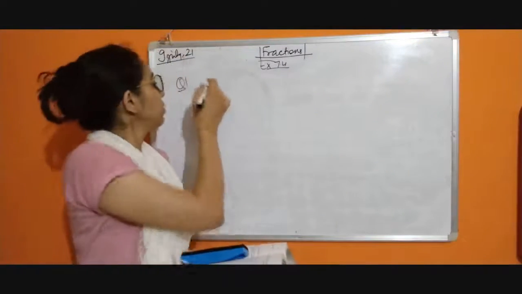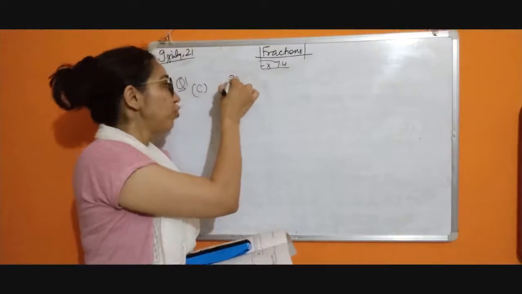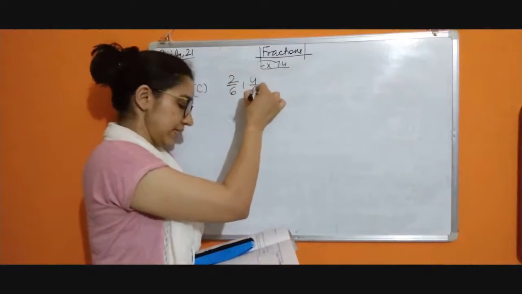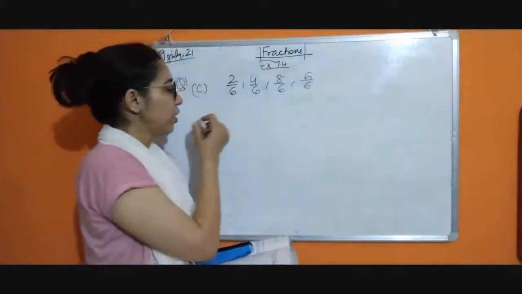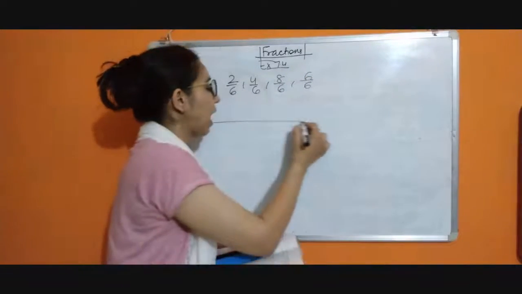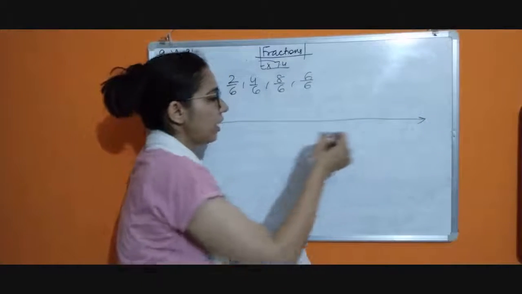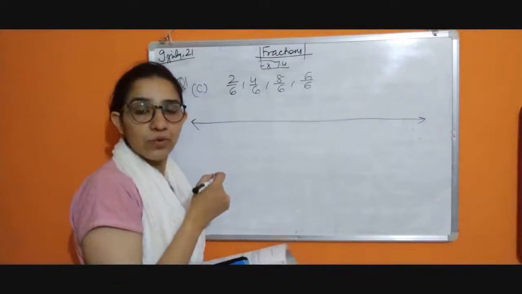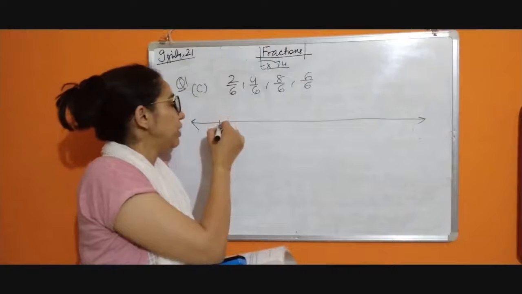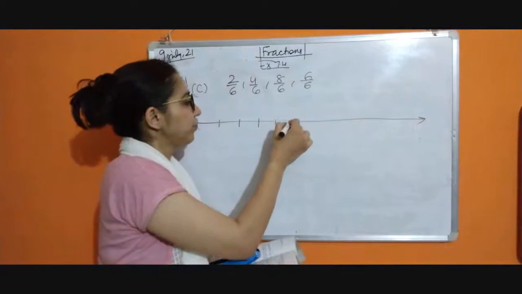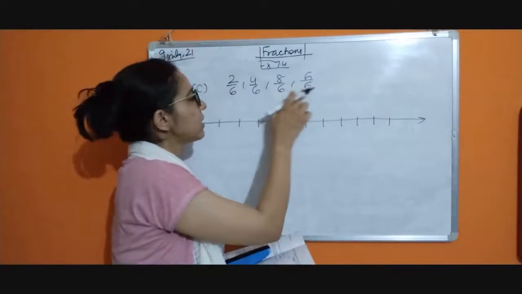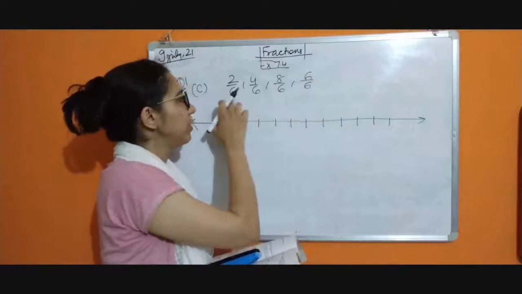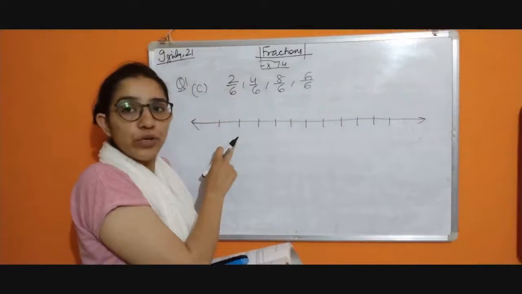You have to show, C part means you have to show 2 by 6, 4 by 6, 8 by 6 and 6 by 6 on a number line. If you remember how to represent your fractions on number line, you will draw a line using ruler and pencil. You will make equal divisions. Equal divisions.